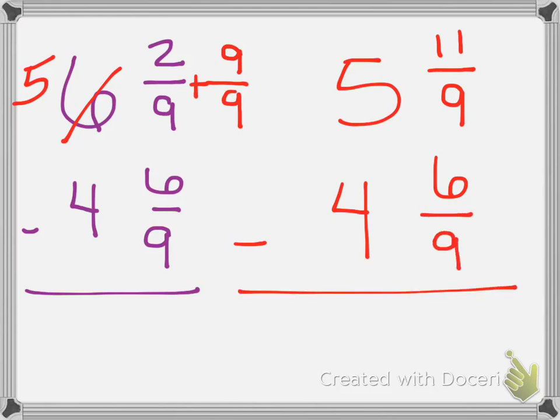And then you can simply subtract. I know 11 minus 6 is 5. Keep my denominator, and then 5 minus 4 is 1. This one is simplified as much as it can be, so we can move on.